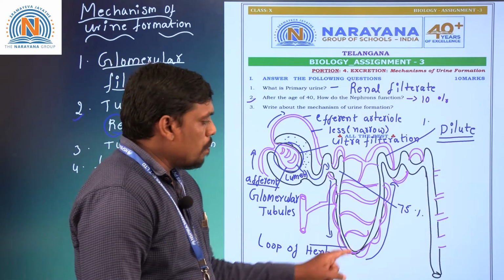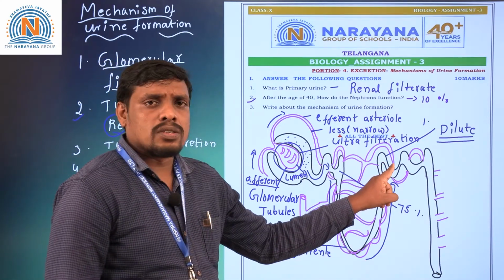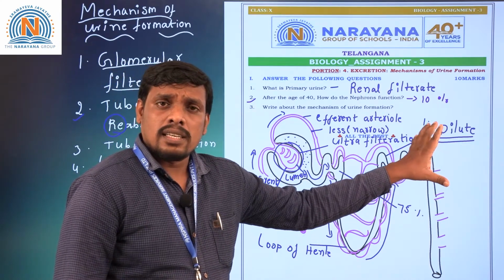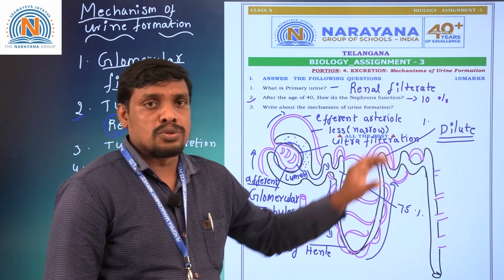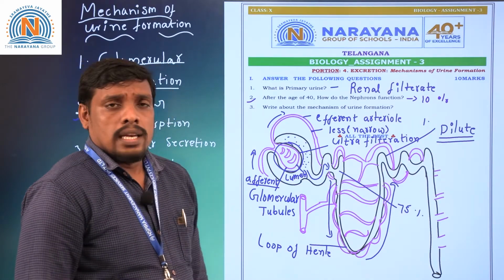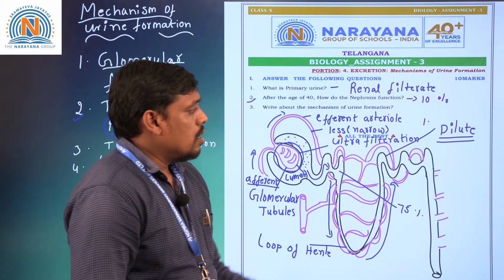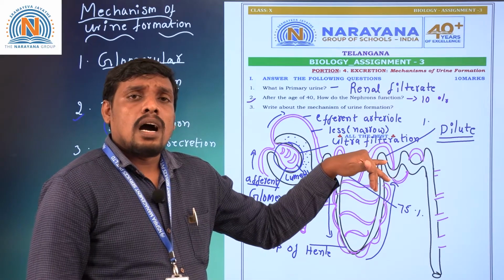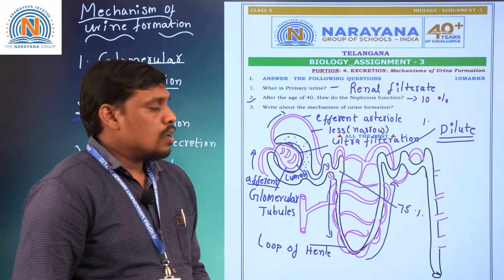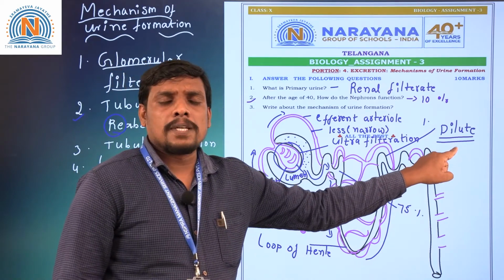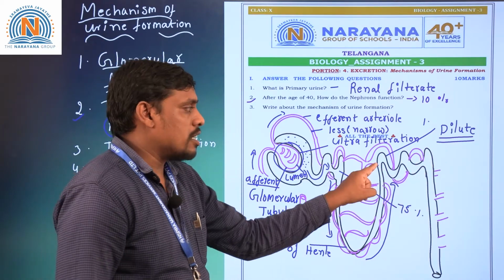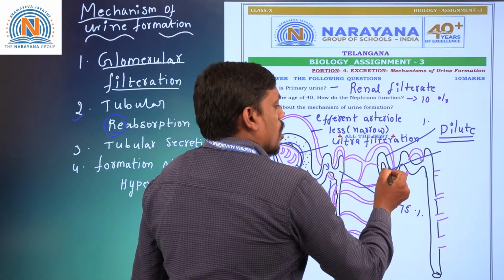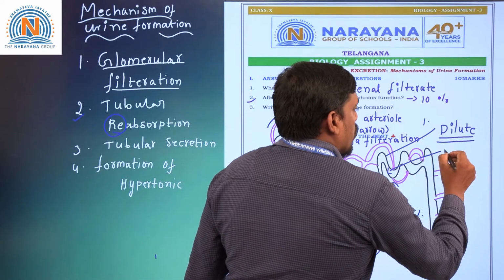Now, from the loop of Henle, renal filtrate enters into the DCT. The DCT contains renal filtrate that is in dilute condition and contains a greater number of nutrients. Hence, only if these nutrients are absorbed by the distal convoluted tubule will hypertonic urine be formed. So, to absorb the useful nutrients present in the dilute renal filtrate of the distal convoluted tubule, the brain sends an important hormone called vasopressin.